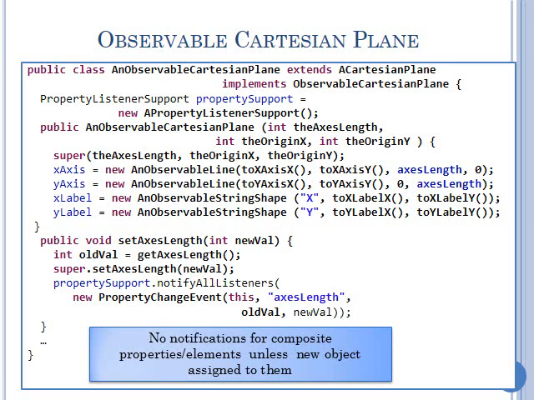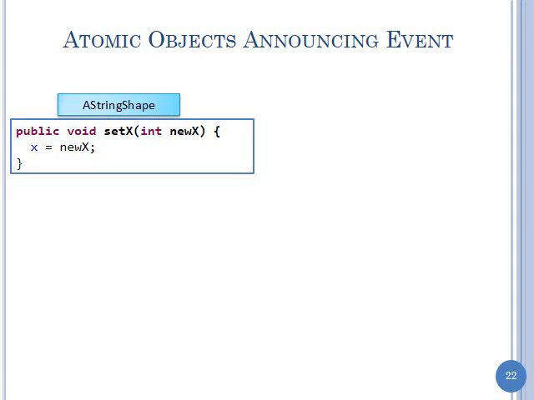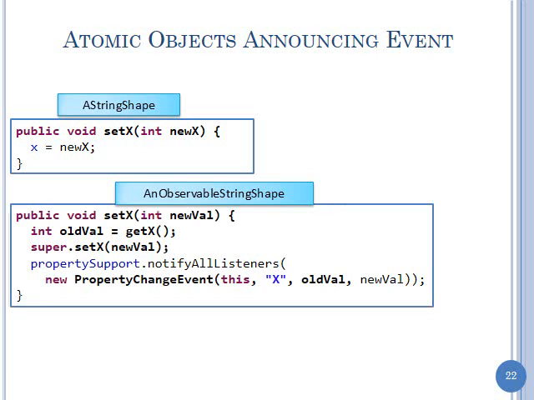So no notifications for composite properties elements unless new objects are assigned to them. I'm just repeating this. Atomic objects now announce events. Okay, so where I had a set X, which now I'll have in a string shape, now I have a set X in an observable string shape. And I'm inheriting here. Sometimes I'm inheriting, sometimes I'm not. A little non-uniform here.